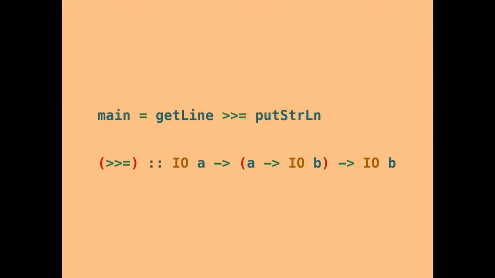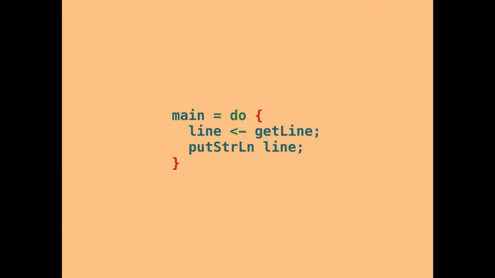And we can write the same exact program using what's called do notation. And when I say same exact program, this actually is the same program. It's just the syntactic sugar for the bind operator. So main here is the exact same program as main here. So in the syntactic sugar, we can write this as an imperative program where we say do, and we can even put curly braces and semicolons, and it looks like an imperative programming language, right? And so we say line comes from getLine, and then we say putStringLine of line, right? But we can actually omit the curly braces and the semicolons in case you were worried about that.